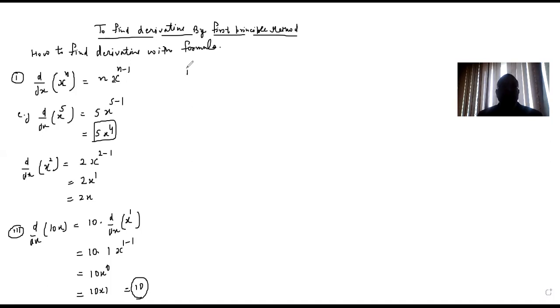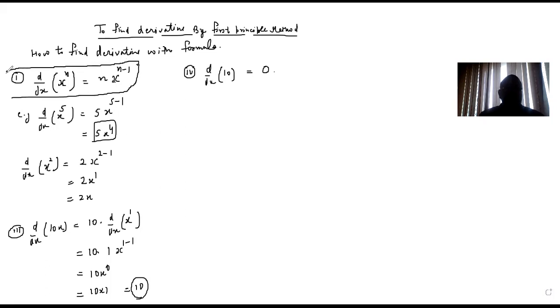So if there is a constant, suppose derivative of, I am saying only 10. Now see, there is no variable, so derivative of constant will be 0. So these all are the examples of my first rule.